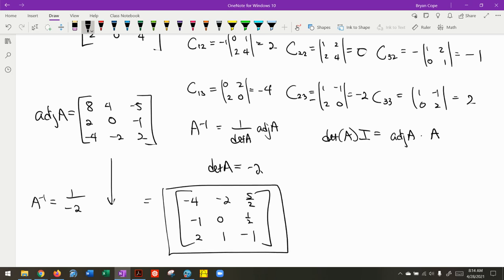So how does that compare to having to row reduce augmented with the identity? I don't know. Of course, the best method overall would be making the calculator find the inverse.